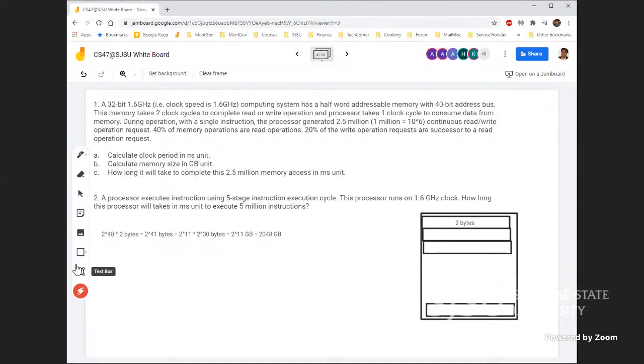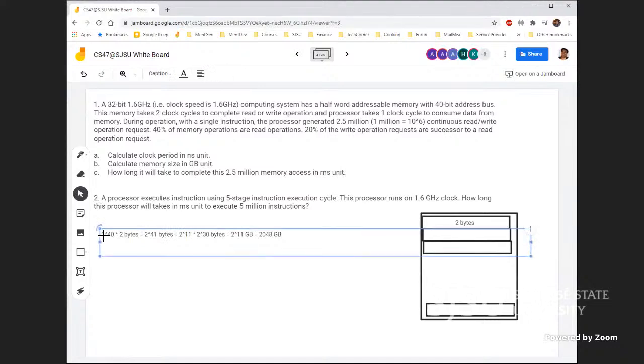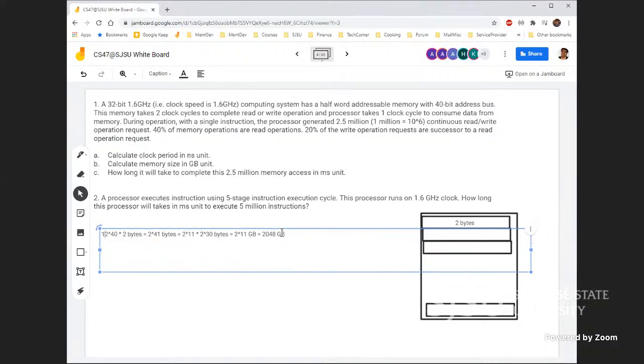All right, now the next problem. Let's do the next problem. Oops, where is this? This one was 1B.